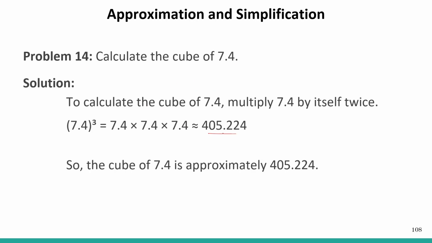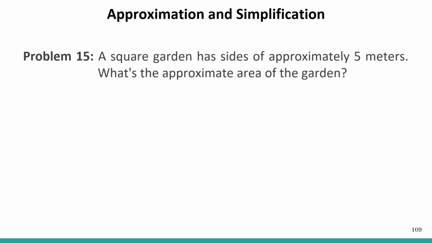So cubing it, what we are left with is 405.224. So it is approximately 405.224. So let's see, a square garden has sides approximately 5 meters. Okay, what is the approximate area?